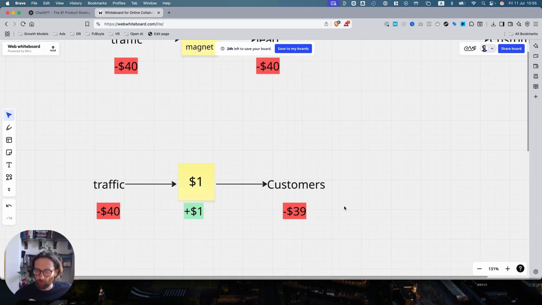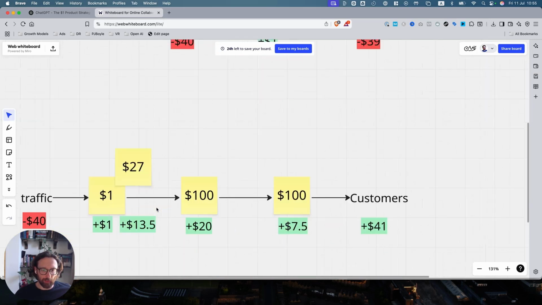So this is where the $1 product strategy comes in. The $1 product is a filter and an entry point. This is not the end goal. And so what we do is we build the right system around that $1 product to increase the average order value. The first run at this will be something like this.